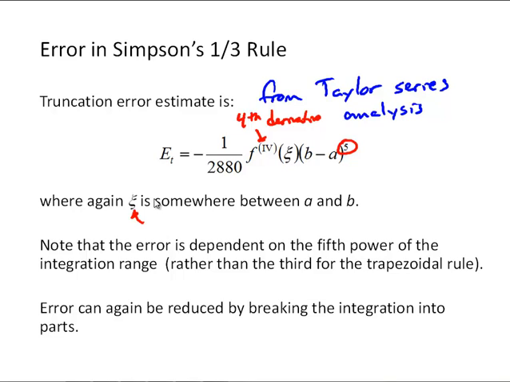So we see that the errors depend on the fifth power of the integration range, and that's compared to the third for the trapezoid rule. And again, one approach to make this more accurate is to break the integration into parts and have a composite Simpson's rule. So let's take a look at that.